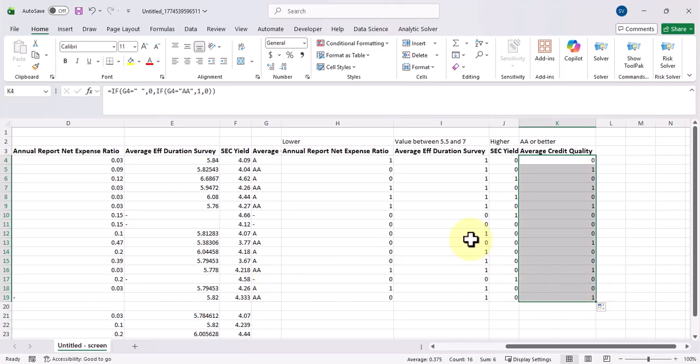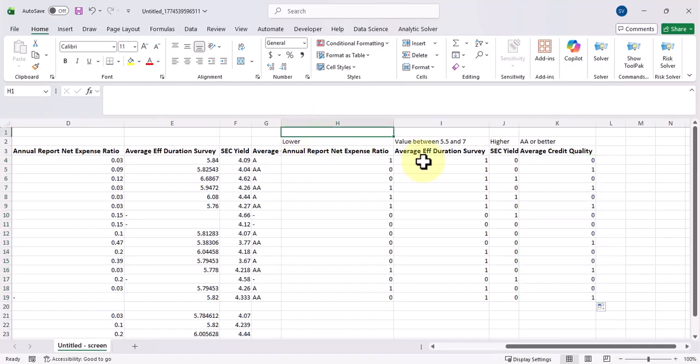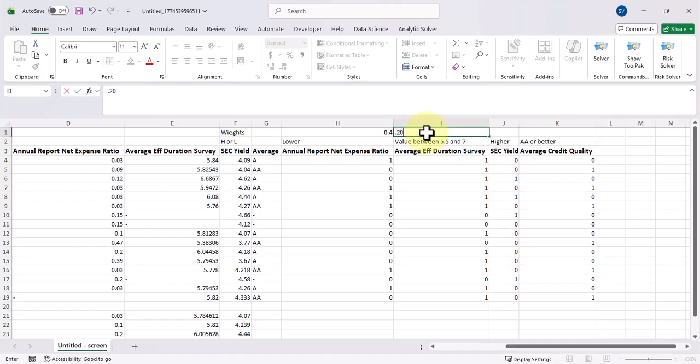So now I'm going to include my weights. And you can include these here in these columns if you want to kind of keep things a little tighter. I'll go ahead and do that. I'm going to put my weights up here, and then I'm going to put higher or lower in the second row there. So my weights, my annual expense ratio was 0.40. My other ones were 20%, 20%, and 20%. It's important here that those sum to 1, just so you keep everything consistent.